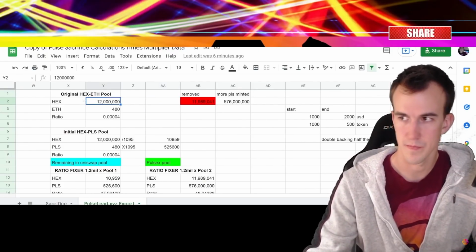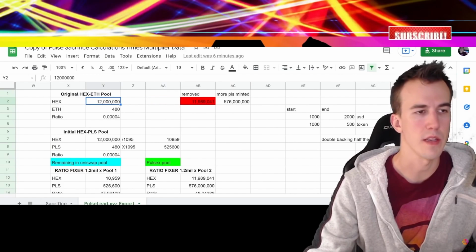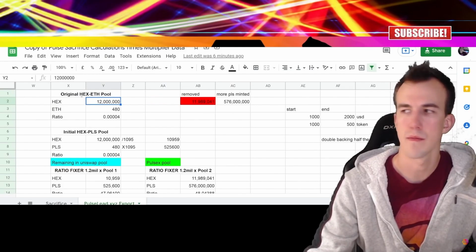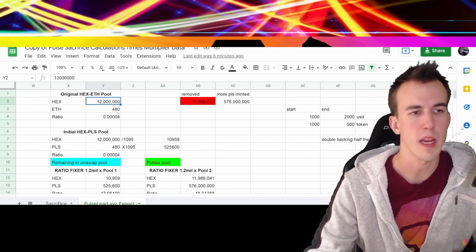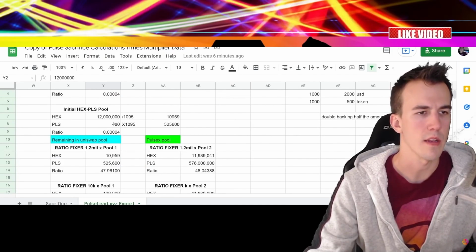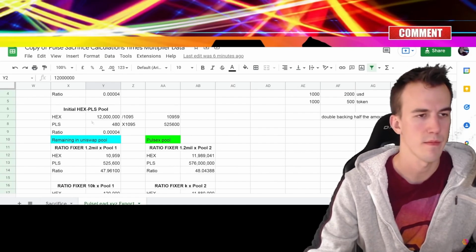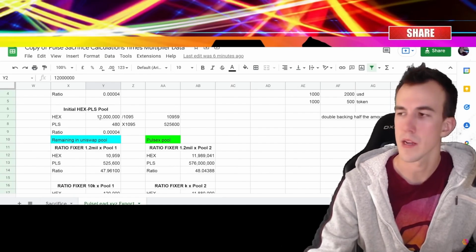So look here. Imagine this HEX/ETH pool. There's 12 million HEX, 480 ETH. All right, now let's say the fork happens. There's 12 million HEX there.